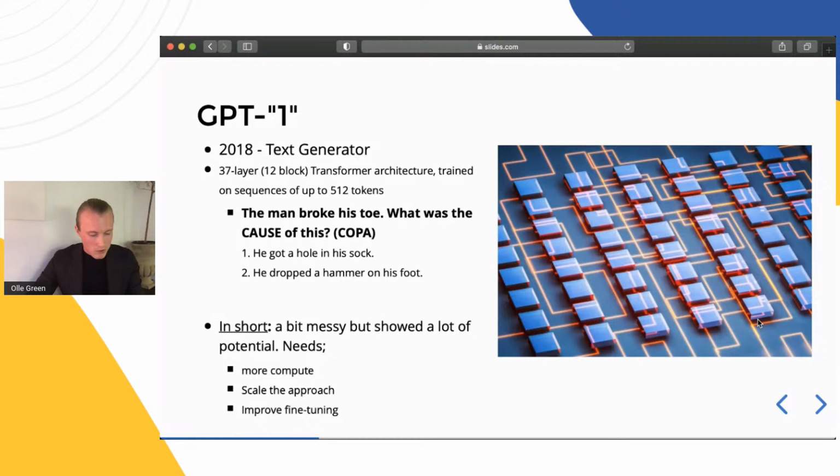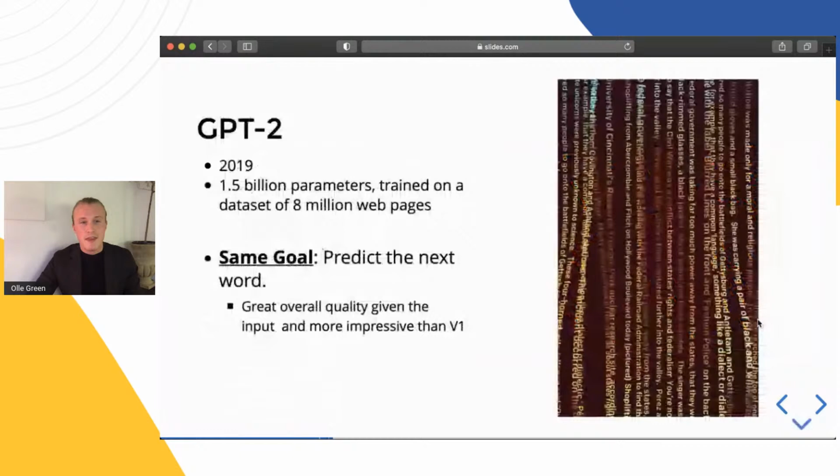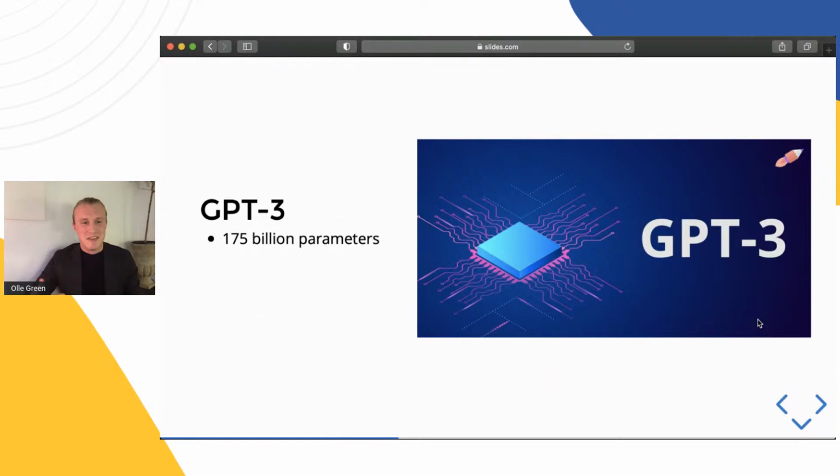However, it was also showing some flaws, because it needed more compute, it needed to scale the approach and improve the fine-tuning overall. And that's where in 2019 they used GPT-2, with 1.5 billion parameters, trained on 8 million web pages. It was basically the same goal, predict the next word, and it gave overall quality given input that was more impressive than the first GPT-1 model. And then, of course, we couldn't stop there, because in 2020 we got GPT-3. And this is, in my opinion, the most impressive model so far.